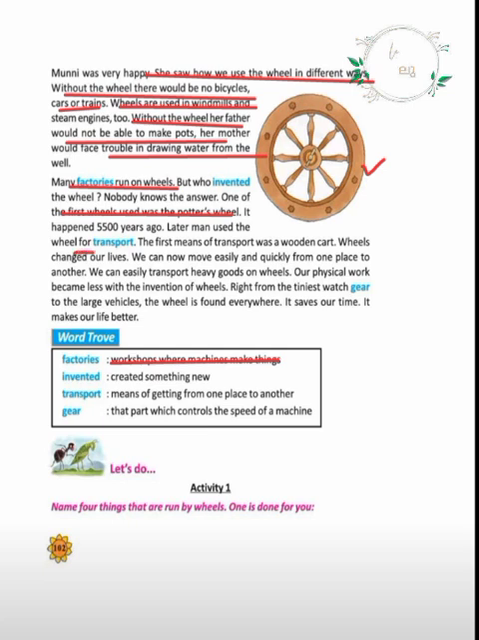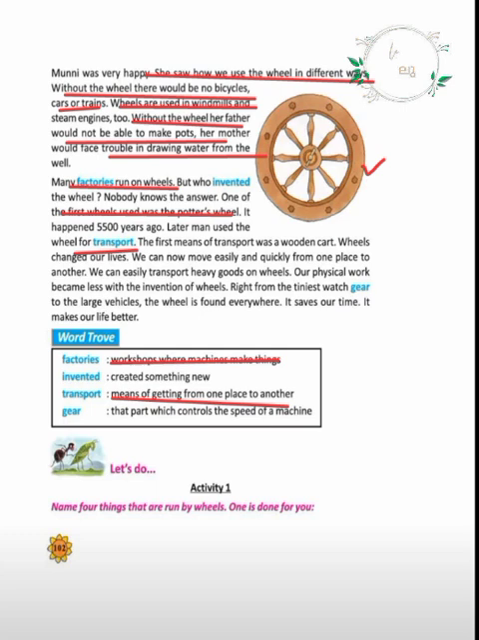Later, man used the wheel for transport. You know what is transport? There are many transportation vehicles like train, bus, car. What do we do when we get into a car or a bus? We move from one place to another. We go from one place to another, right? So that's called transport, a means of getting from one place to another.